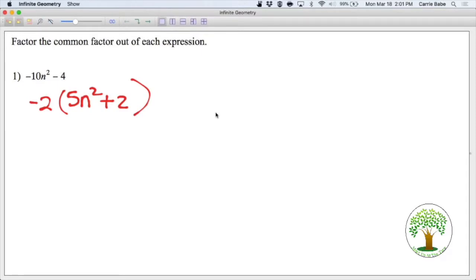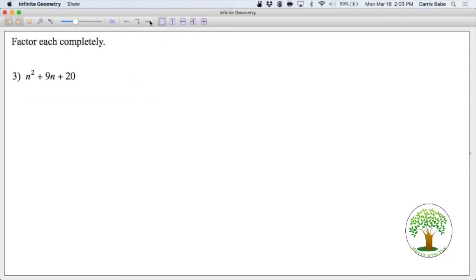Or negative 2 times what will equal negative 4? And that would be the 2. This is my answer. Are we doing number 2? We're going to now factor this one.